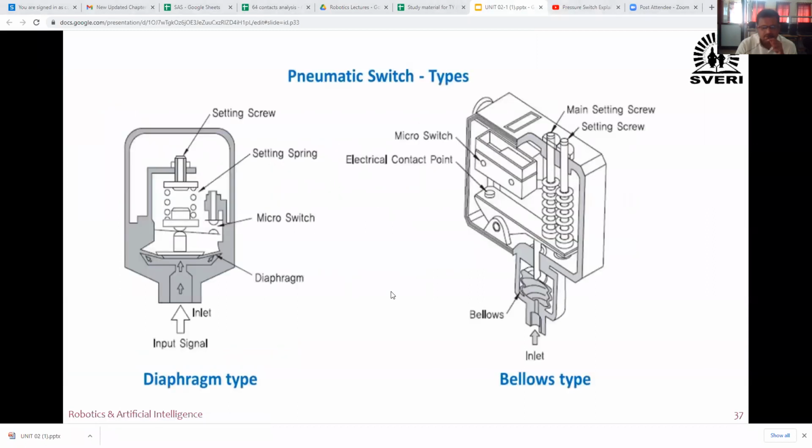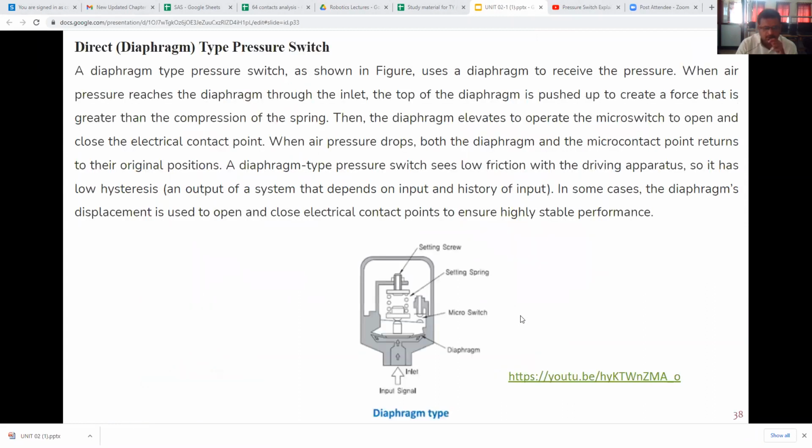Now pneumatic pressure switches are classified into four types: diaphragm type, bellows type, Bourdon tube type, and piston type. Now we'll see one by one. First is diaphragm type pressure switch or direct type pressure switch. A diaphragm type pressure switch, as shown in figure, uses a diaphragm to receive the pressure when air pressure reaches the diaphragm through the inlet wall.